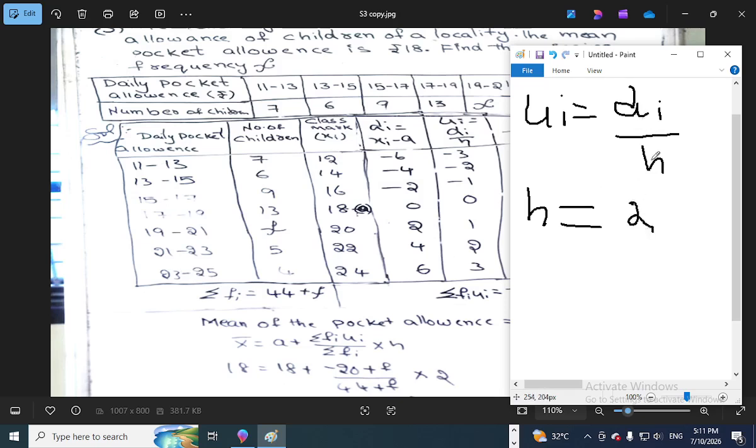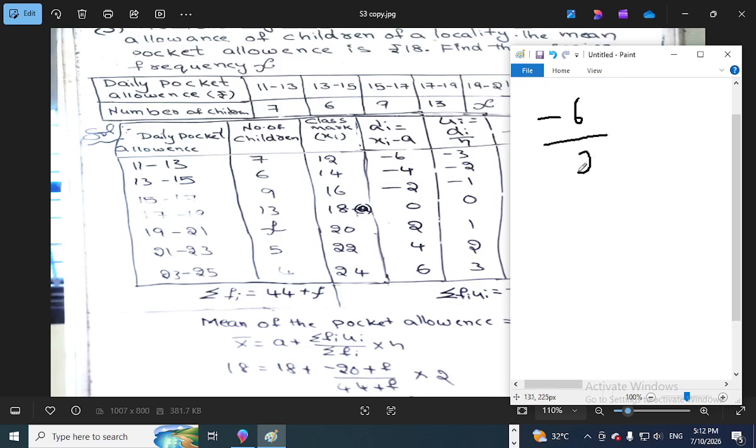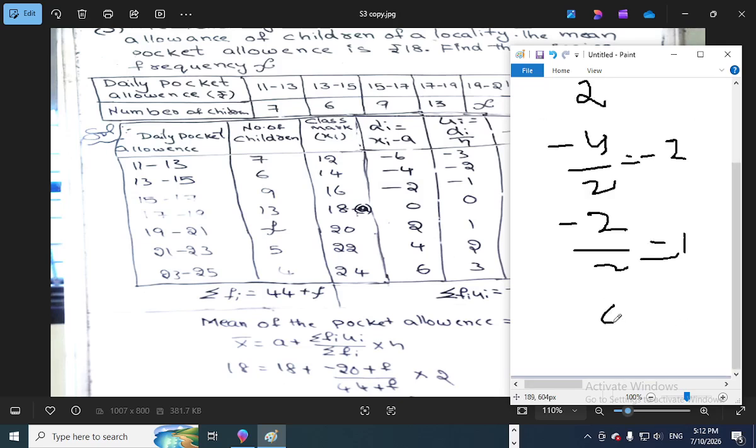Here we got the di value and h value. By using those two values for each and every class, we are going to find the step deviation. The first class step deviation: di value is minus 6 and the height of the class is 2, which is equal to minus 3. This is the first class step deviation, that is minus 3. Then the second class, minus 4 by 2, which is equal to minus 2. Then the next class, minus 2 by 2, which is equal to minus 1. Then the next class, 0 by 2, which is equal to 0.